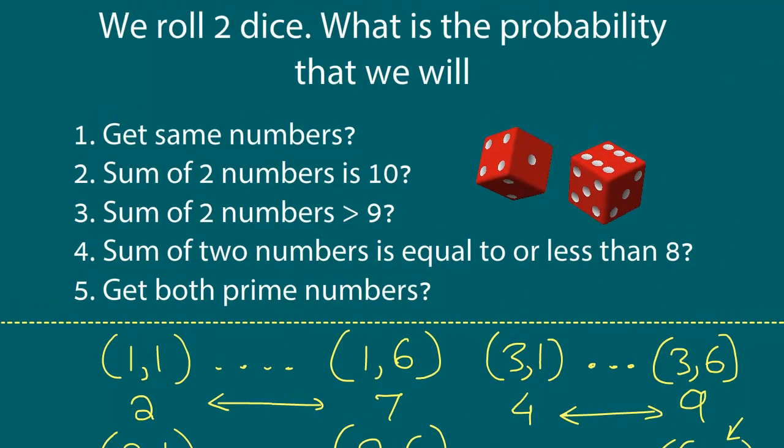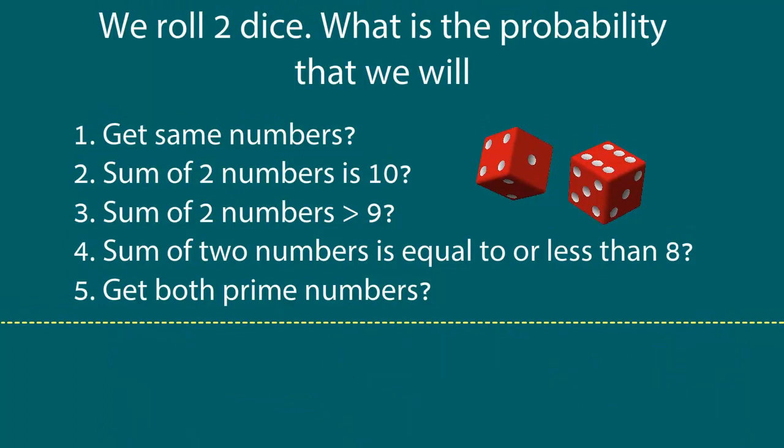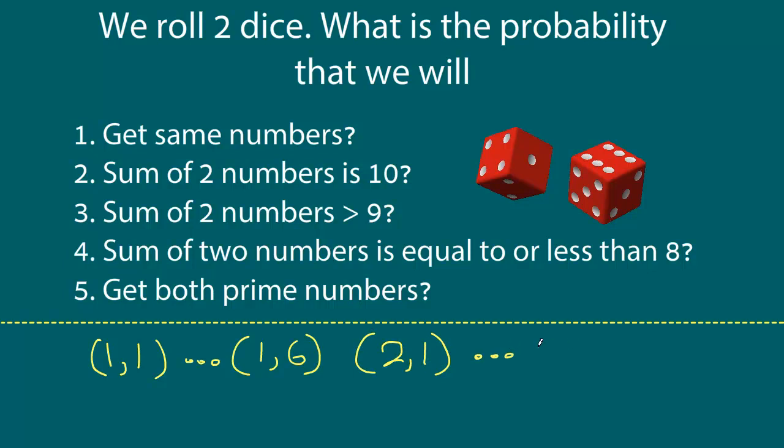What is the third question? Let's clean this up a little bit here. The third question is the sum of two numbers is greater than 9. So again, we have seen that in the first row, none of the numbers are greater than 9, right? So here and here, none of the numbers are greater than 9. For 2, 1 through 2, 6, none of the numbers are greater than 9.